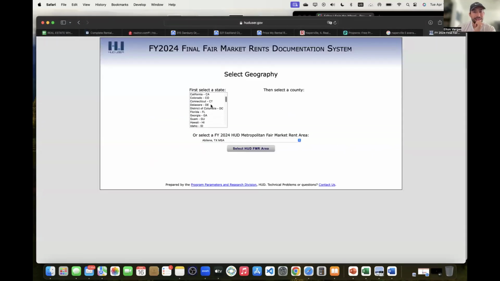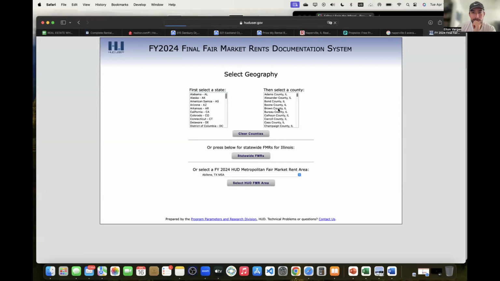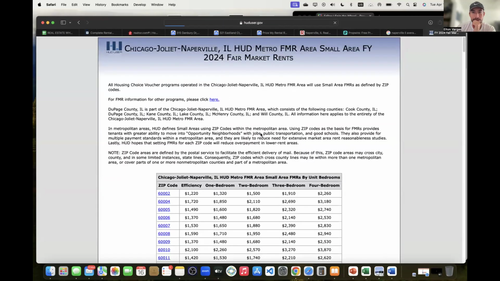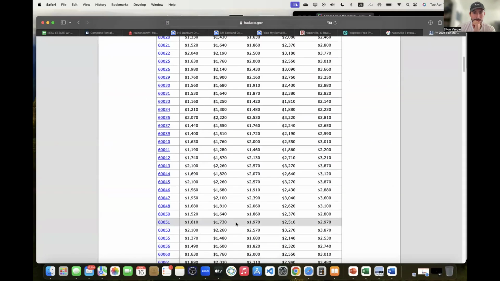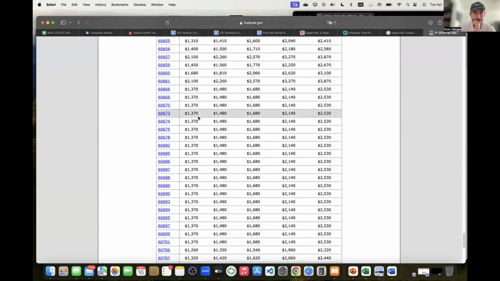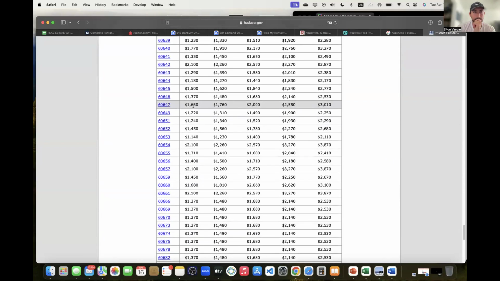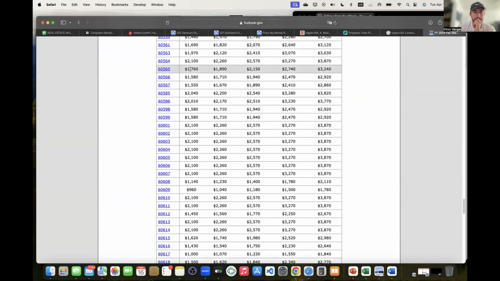I found it. I found it. Illinois, DuPage, Illinois. Next screen. All right. What's the zip code for our property? 60565. 60565. Here we go.